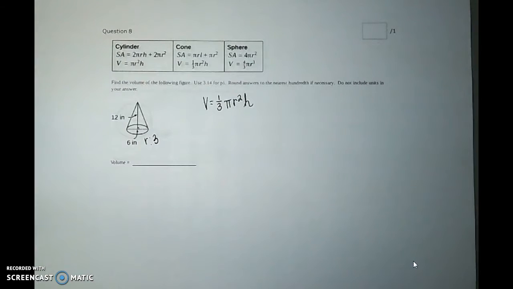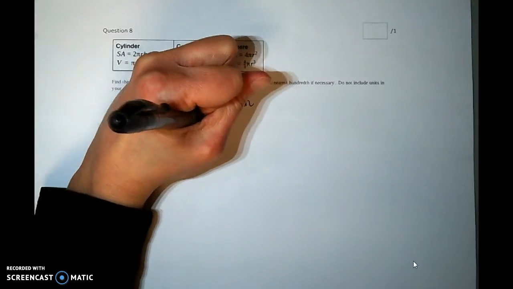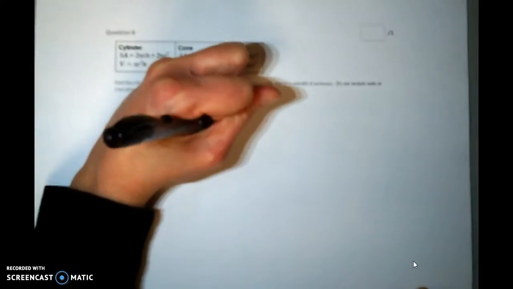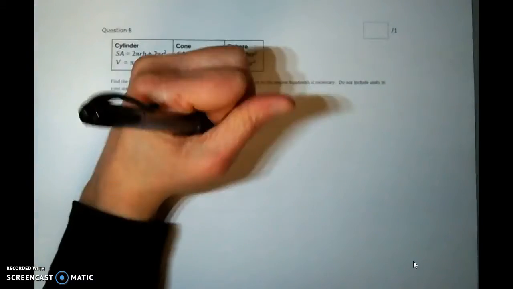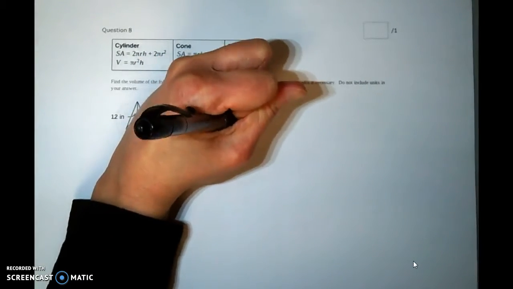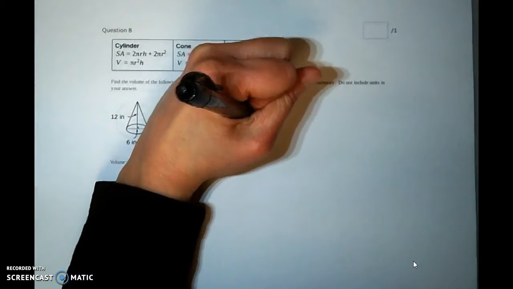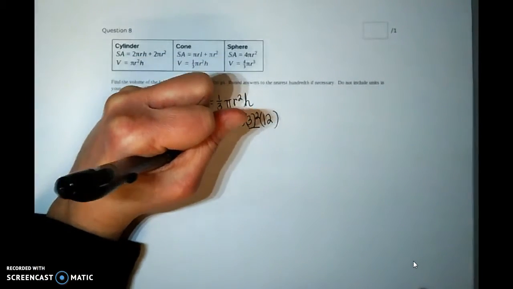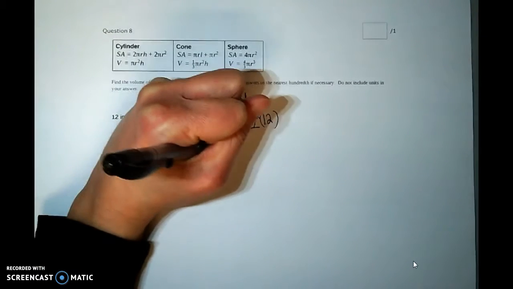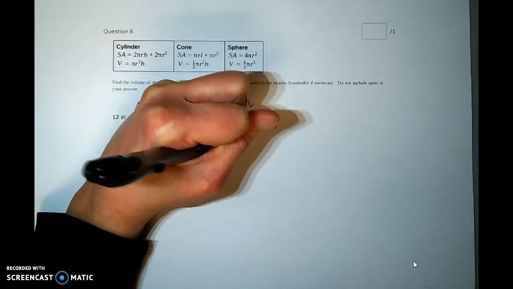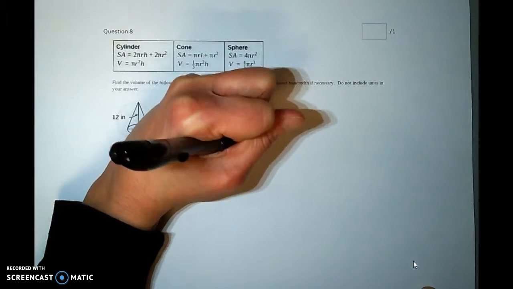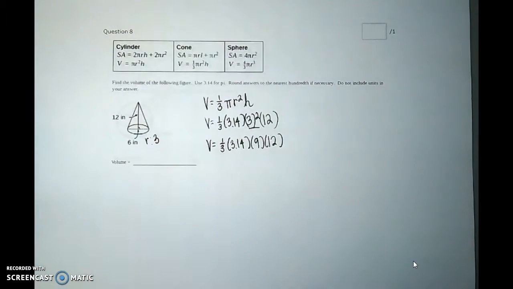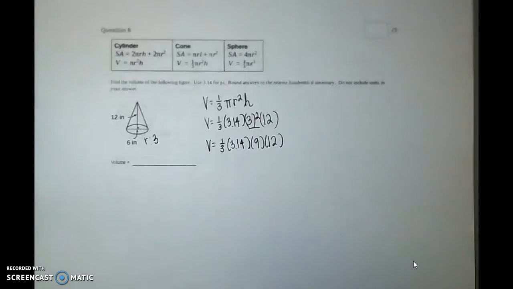So I start off by plugging in 3.14 for pi. For the radius, I replace it with 3 squared, and then the height is 12. So I start off with my exponent. 3 squared gives me 9, so I have 1/3 times 3.14 times 9 times 12. So once I do my exponent, then I can do a really long line of multiplication.